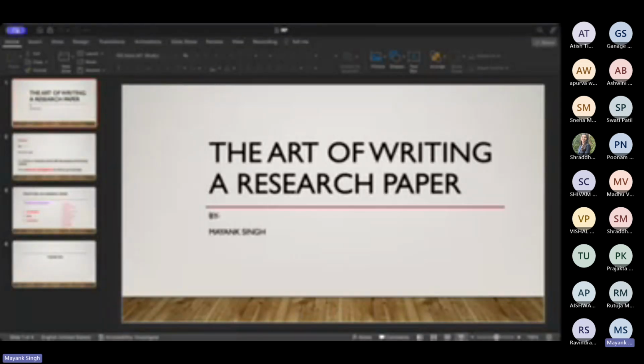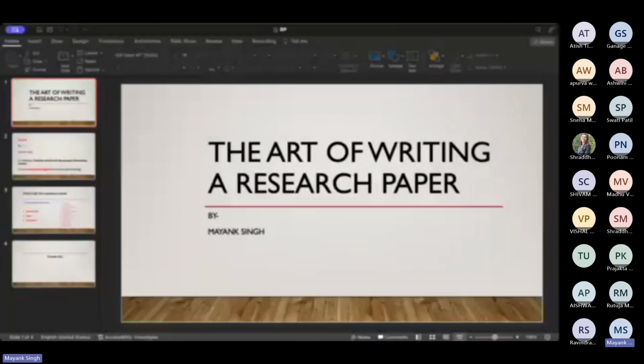Now coming next to the structure of a research paper. The structure of a research paper basically contains mostly three parts. The first one is the introduction, then the body, then the conclusion. These three parts can be broken down further into the abstract, introduction, literature review, objective, research questions, hypothesis, research problem, methodology, discussion, conclusion, bibliography, and appendices.